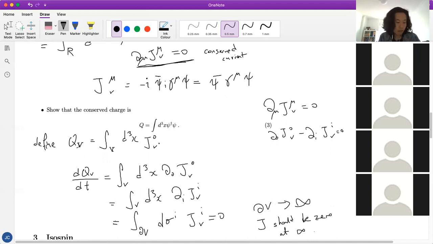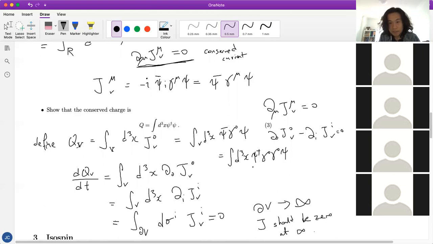And this will be the correct expression to use for defining the charge. And once you set that, then it's pretty easy. Just take this in, and you get the integral d3x psi bar gamma naught psi. The mu is just 0. Then that equals d3x psi dagger gamma naught psi. The gamma naughts cancel out, so you end up with just d3x psi dagger psi. And that's what we wanted.